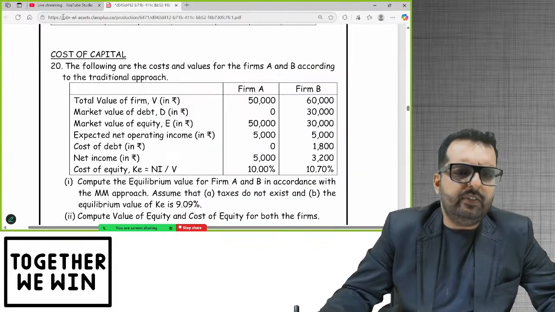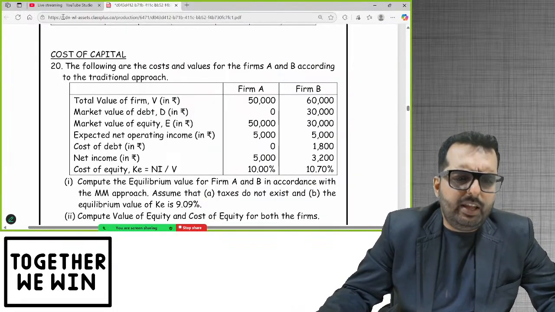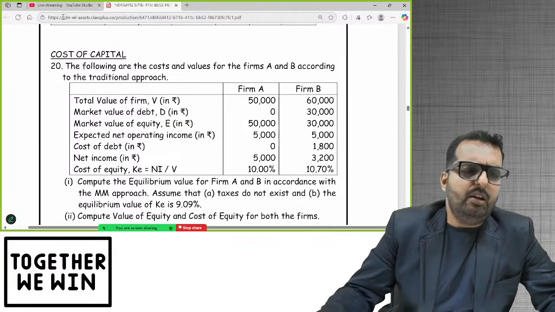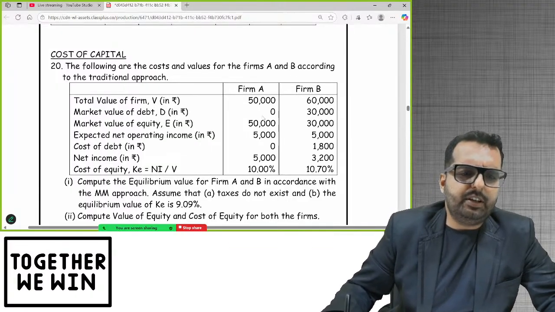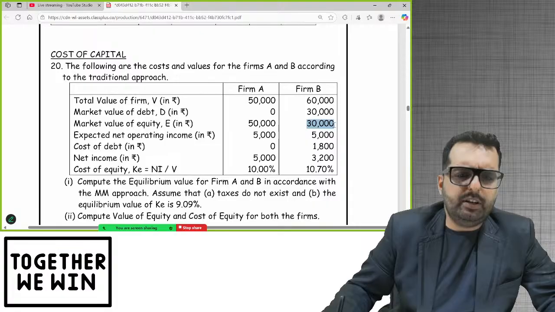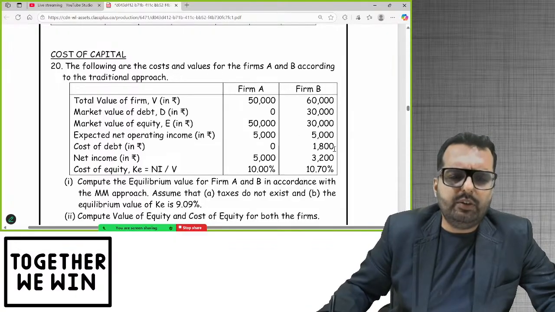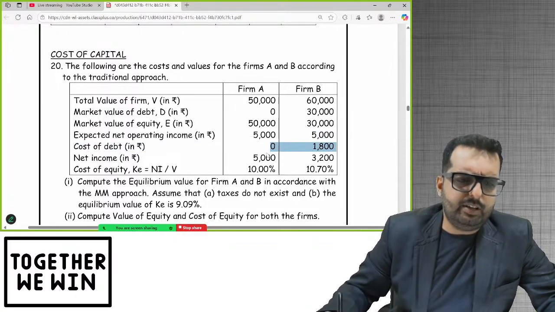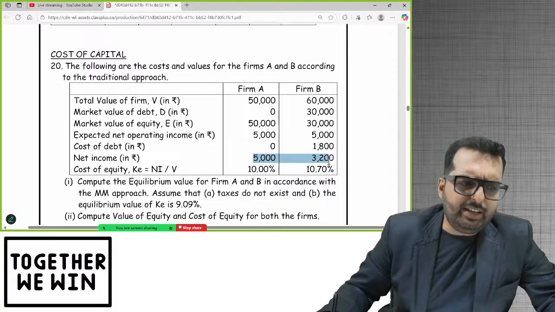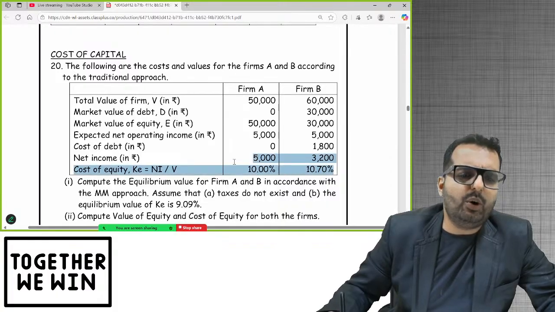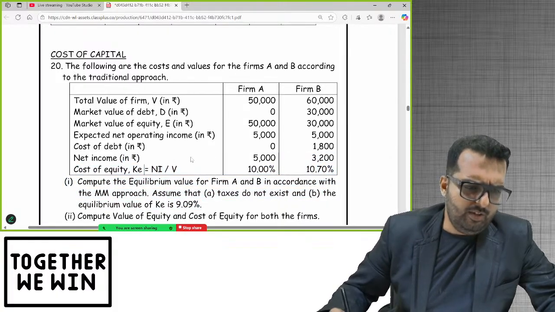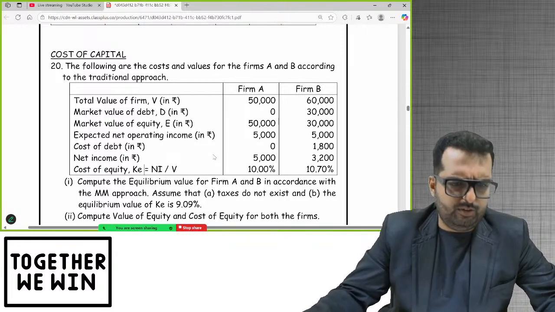Question number 20. There are two firms. Firm A is there, firm B is there. Firm A is 100% equity and firm B is 50% equity and 50% debt. Alright. They have given their net operating income also over here. They have given you the cost of debt, that is, interest is also given. Net income is given, and they have given you your KE, or KE is what? Net income divided by whatever is the value.